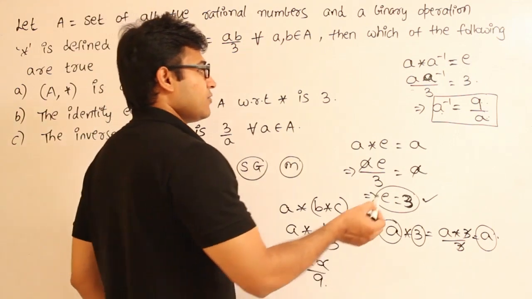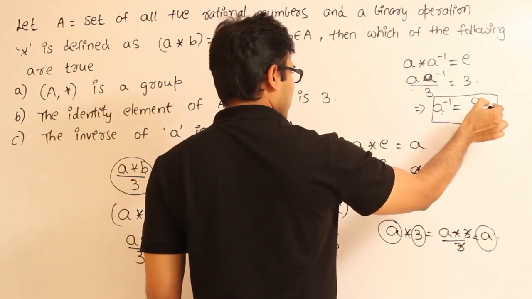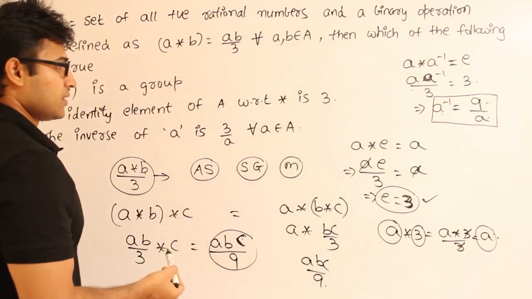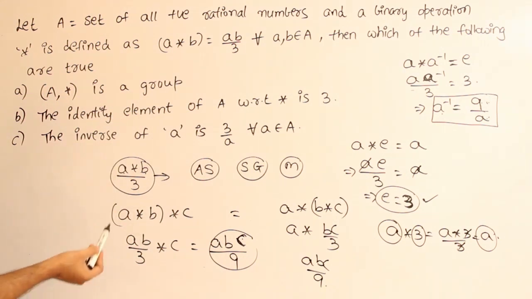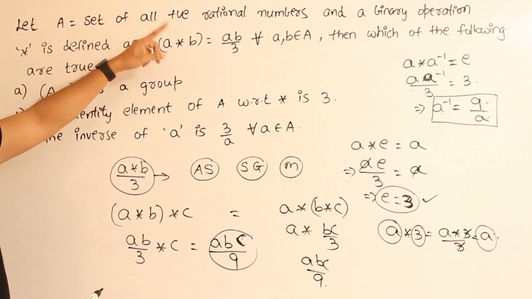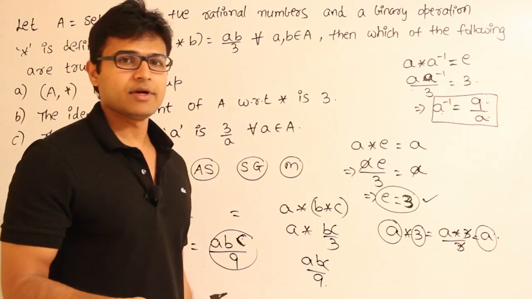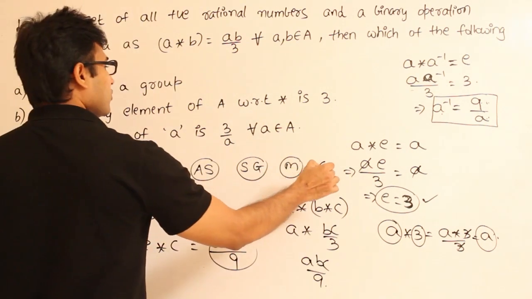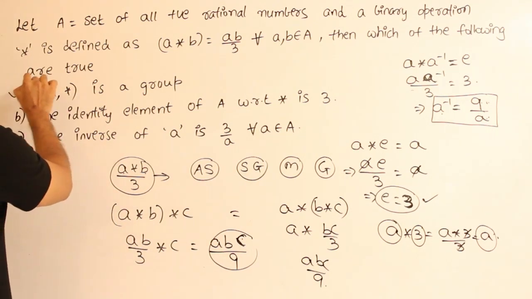Now since it is 9 by a, for every element we can find out 9 by a except for 0, isn't it? So unless a equals 0, we are good with all the other numbers, but a equal to 0 will never occur because we are talking about positive rational numbers. In positive rational numbers we don't have any element called 0, therefore it is definitely a group. So what can we say about it? A comma star is definitely a group.